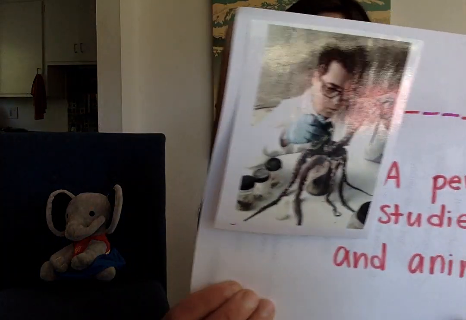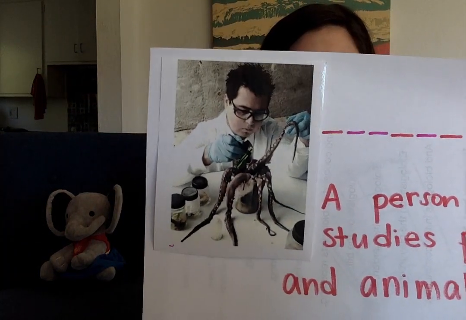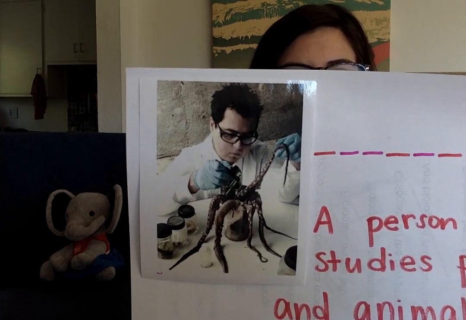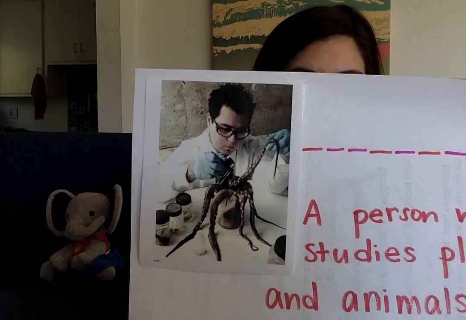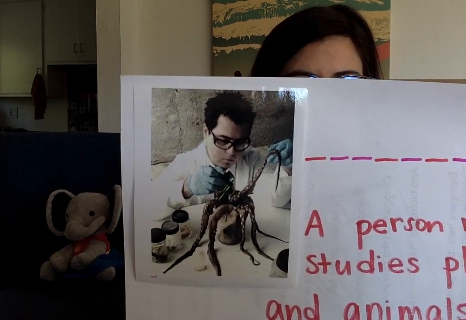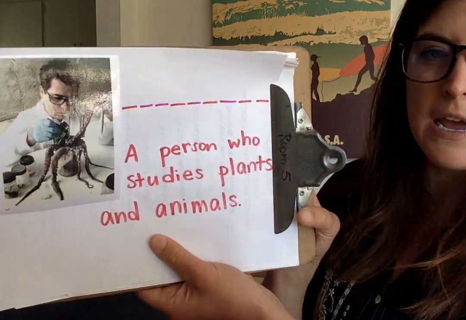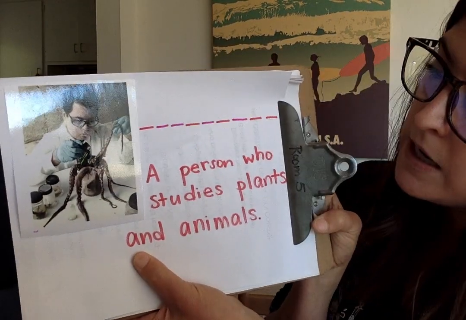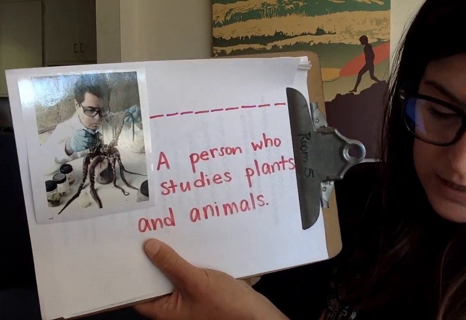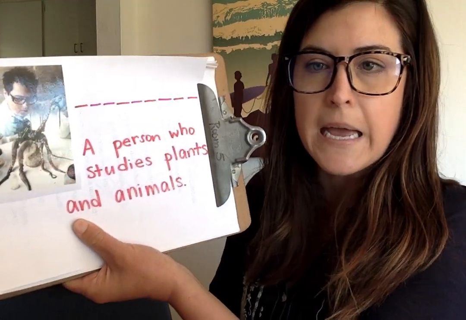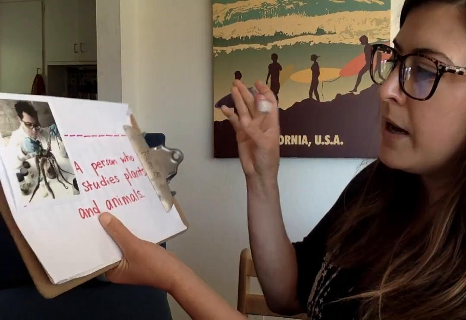So here's a picture of a man being a biologist. He's studying an animal called an octopus. So let's write the word biologist up here. I've put the consonants in red, and I've put the vowels in pink. So let's start with the consonants. What do you hear at the beginning of biologist? B, b, b.